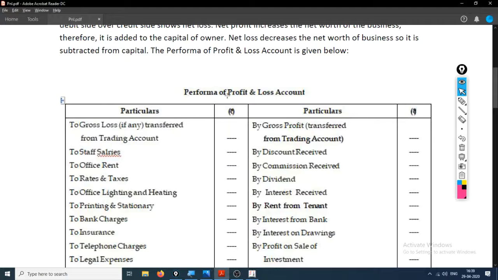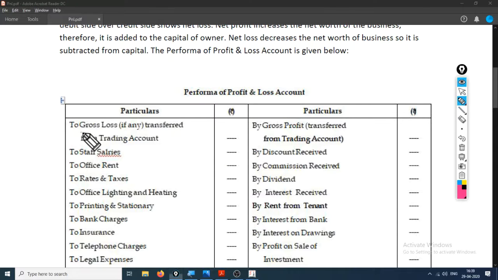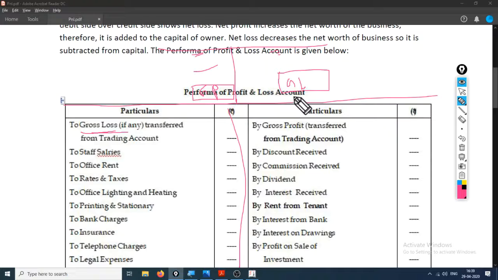Right here you can see, this is the transferred amount, that is, gross loss. Suppose this is a trading account: gross loss right here, gross profit right here, opening stock, closing stock, sales, purchase, direct expenses, and this is GP, that is gross profit. This is GL, that is gross loss. Second comes the profit and loss account, hence gross loss is transferred here, gross profit is transferred here.